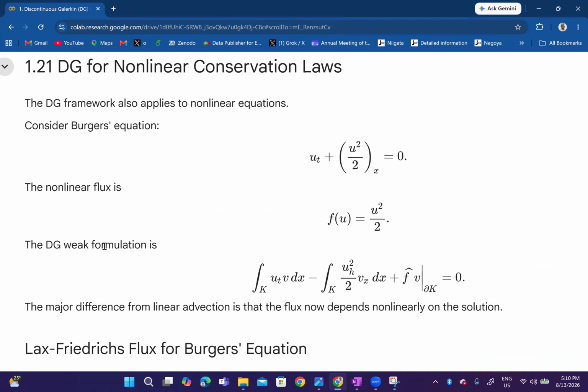Then we have the discontinuous Galerkin for nonlinear conservation laws. The DG framework also applies to nonlinear equations. So consider Burgers' equation. You have u sub t plus (u squared over 2) sub x equals 0. So the nonlinear flux is f of u, which is u squared over 2. Then the DG weak formulation is this expression: integral over K of u sub t v dx minus integral over K of u sub h squared over 2 v sub x dx plus f hat v at the boundary equals 0. The major difference from linear advection is that the flux now depends nonlinearly on the solution.